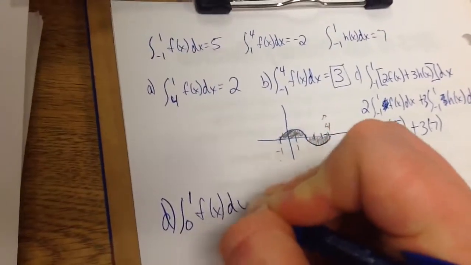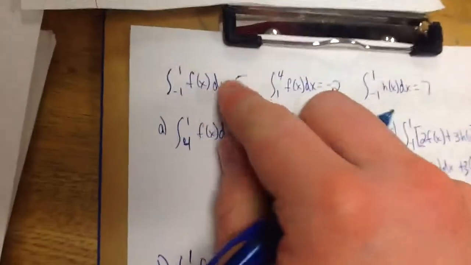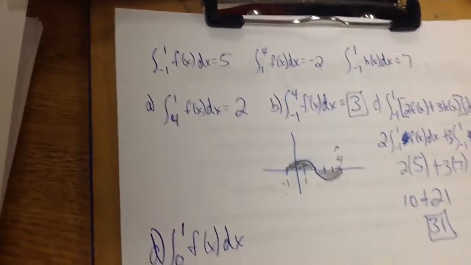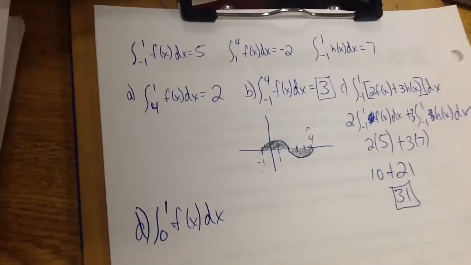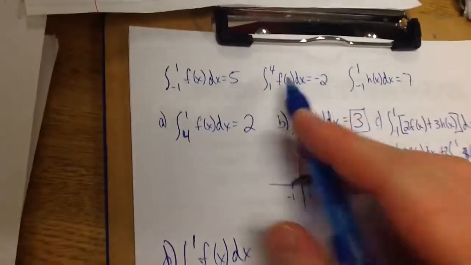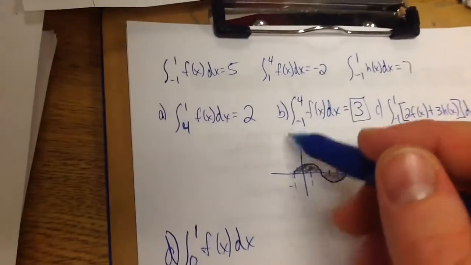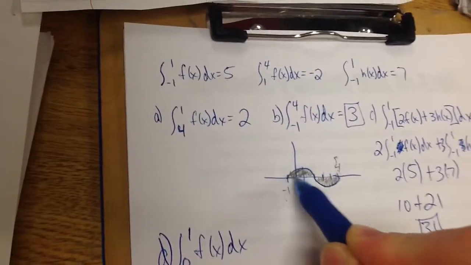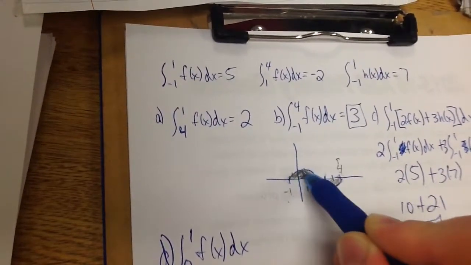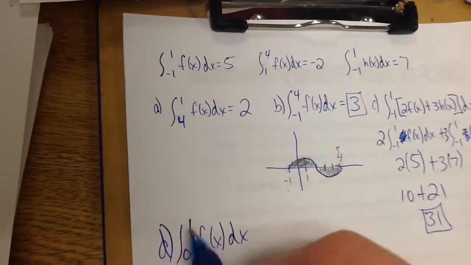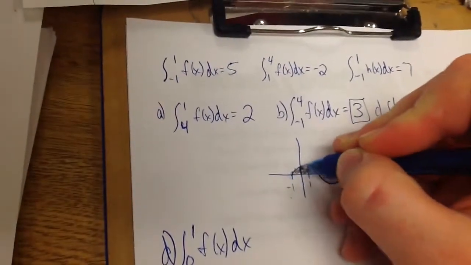0 to 1 of f of x dx. Oh, that's weird. I don't even know what to do here. Really? Okay. That's negative 1 to 1, that's 5. That's 1 to 4. There's no way to combine these or subtract these to get 0 to 1. You can't assume that that's half of it because it could be all weird like that. So I can't just say 2.5 just because it's negative 1 to 1. Just because I only take half the interval doesn't mean that that's half the area.